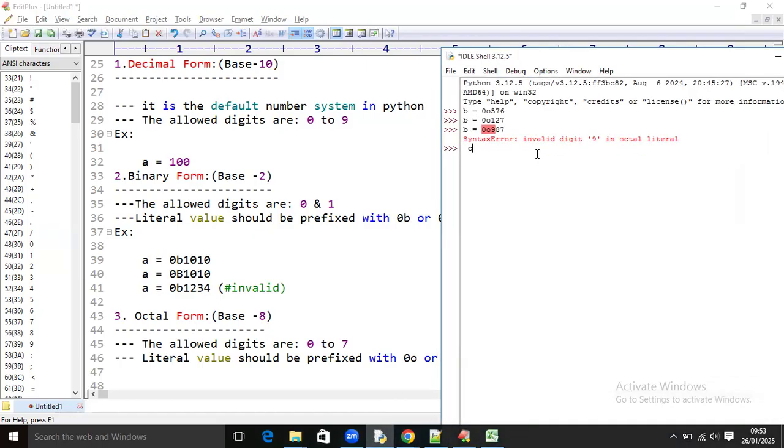Now let's take another variable, c. c equal to 0O672. Is it allowed or not? It is allowed, because we have not specified any number other than 0 to 7. And we had given small o here, and here we had given capital O.